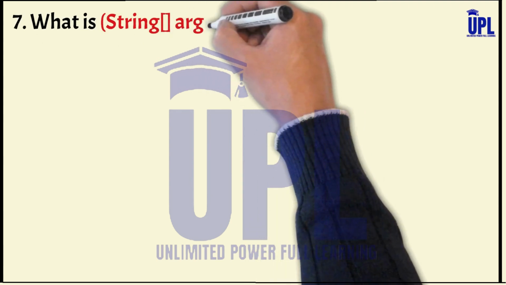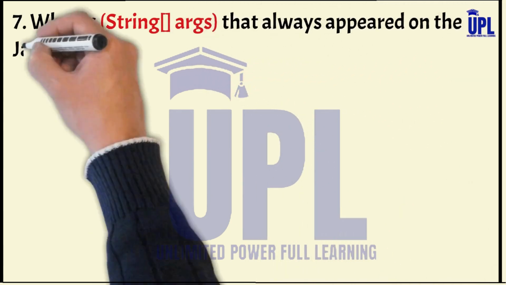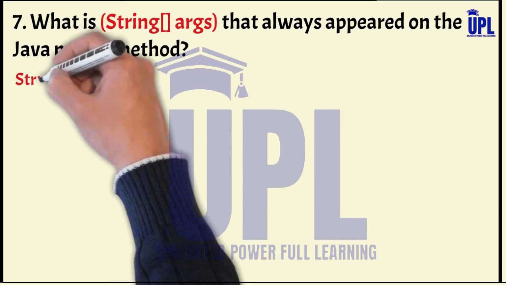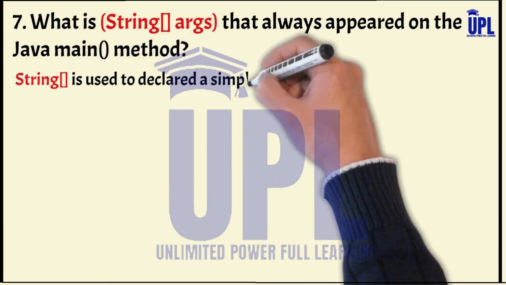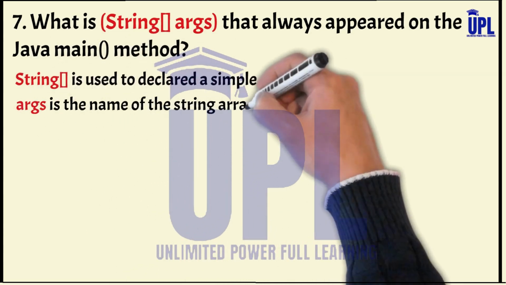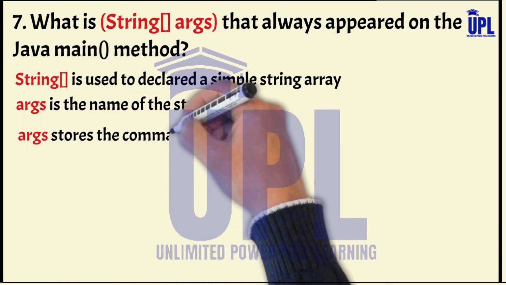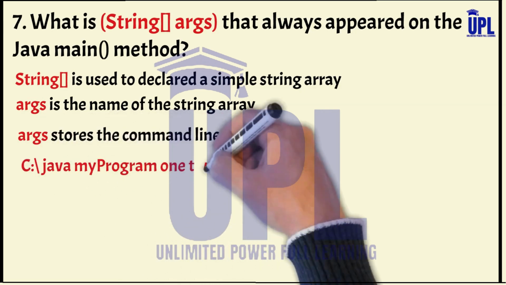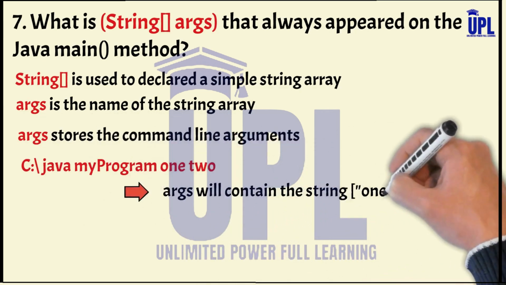So the next one is, what is the string arguments that always appear on the Java main method. String array is used to declare a simple string array, and args is the name of the string array. Args stores command line arguments that are supplied when executing a Java program as an array of string objects. And if we run a program from the command line and supply arguments such as 1 2, then args will contain the strings 1 and 2.